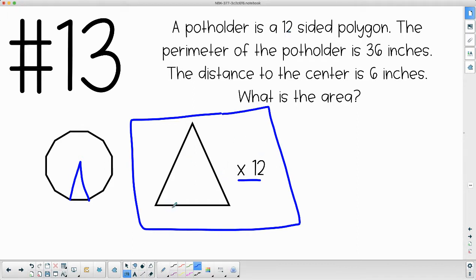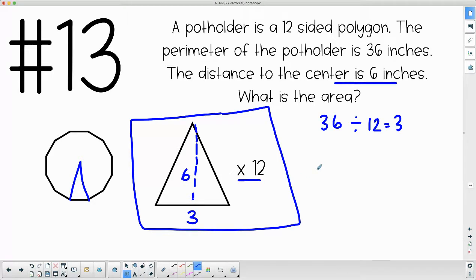The perimeter of the pot holder is 36. So to go all the way around the outside, we've got 36. And each of these sides are the same. So we're going to start and do 36 and divide that by 12. 36 divided by 12 is 3. So I know all of these sides now are 3. So then it tells me that the distance to the center, so all the way up here, is 6.